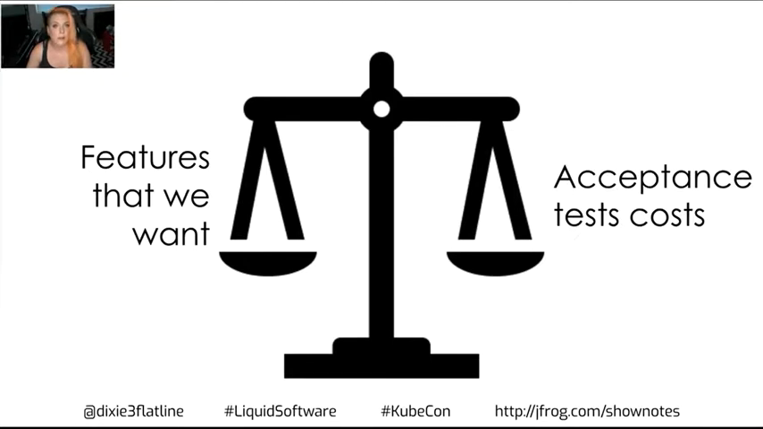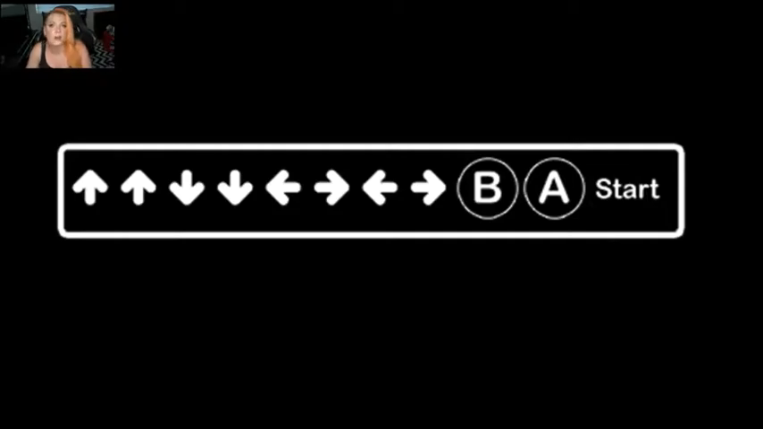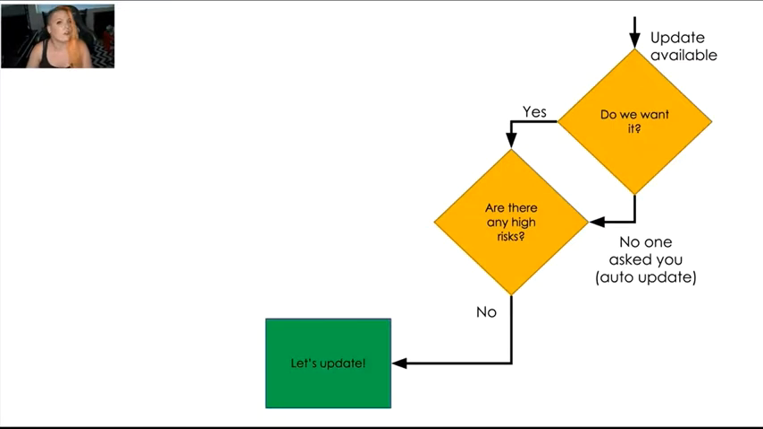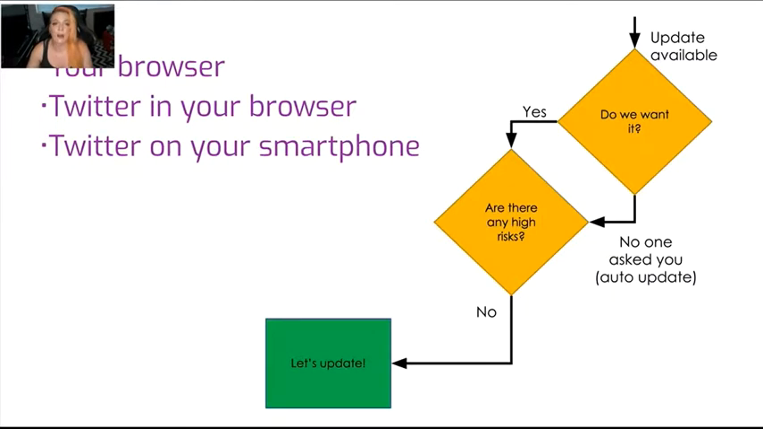Can we get around this somehow? Is there like a cheat code? Does the Konami code work here? I wish it did, but it does not. We do have a cheat code though. It's auto updates. This only works for things that aren't high risk, like your browser or your Twitter app. I would wager that most of you have no idea what version of Chrome you're running. These are low risk, so they happen without notifying you. I don't know what version of Twitter is on my phone.